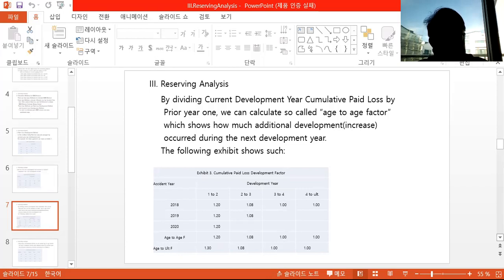So from the first year to the second year, the age-to-age factor is 1.2. Then second year to third year is 1.08. Then third year to fourth year, the factor is 1, which means that all claims are closed. Then you multiply all those age-to-age factors, and you get age-to-ultimate factors. Those are the eventual factors you multiply to get ultimate loss.